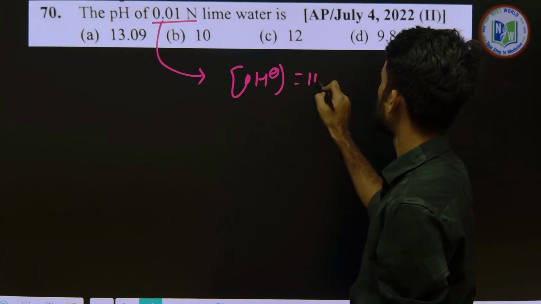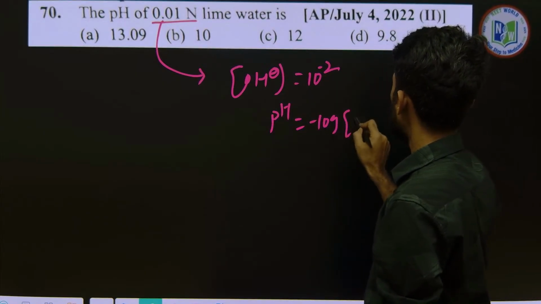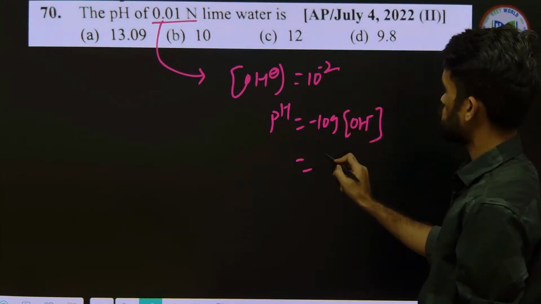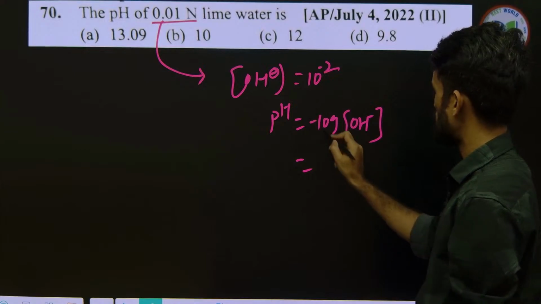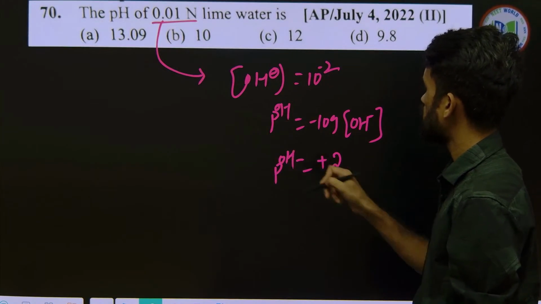That is how much? 10 power minus 2. From this you will get pOH as minus log concentration of OH minus, that will be 10 power minus 2, that is minus 2 and minus times minus becomes plus 2. This is pOH you got, pOH as plus 2.